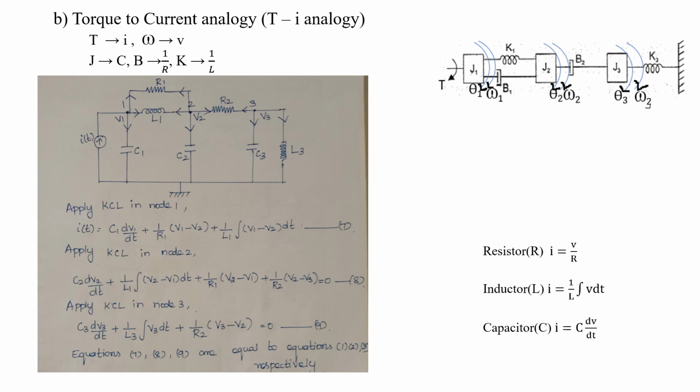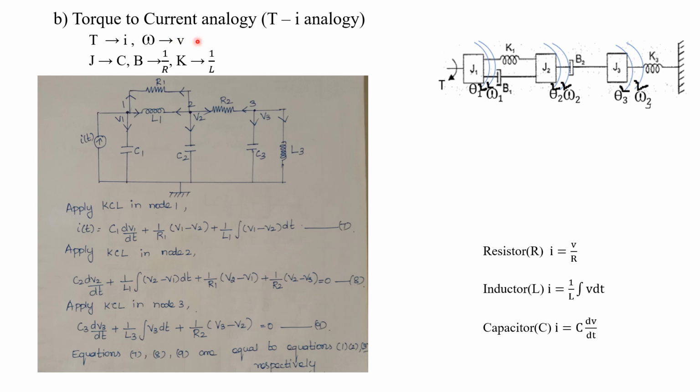So the next one will be the torque to current analogy. First we have to write the formula for the torque to current analogy. Here there will be a slight change, that you have to remember. Now from the question we can easily draw the electrical equivalent circuit.